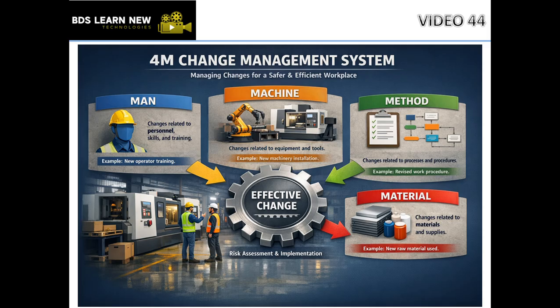So let's discuss the overall picture of the forum chain management system. It is basically for managing changes for a safer and efficient workplace, right? We have men, machine, method and material. In case of men, these are changes related to personnel, skills and training, for example new operator training. For machine, changes related to equipment and tools, for example new machinery installation. For method, changes related to process and procedures, for example a revised work procedure. For material, changes related to materials and supplies, for example new raw materials used.